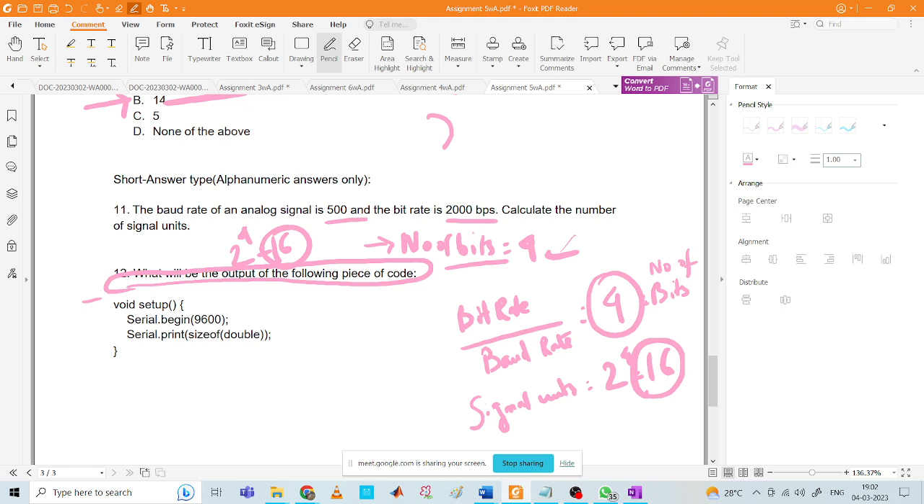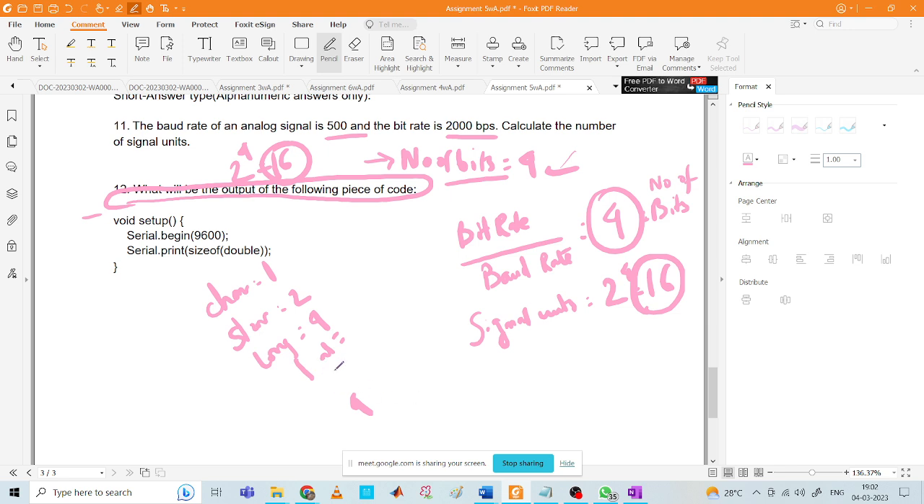Eight, sir. Very good. 8. So remember, char is 1 byte, short is 2 bytes. Long is 4 bytes. Float is 4 bytes. And your double is 8 bytes.